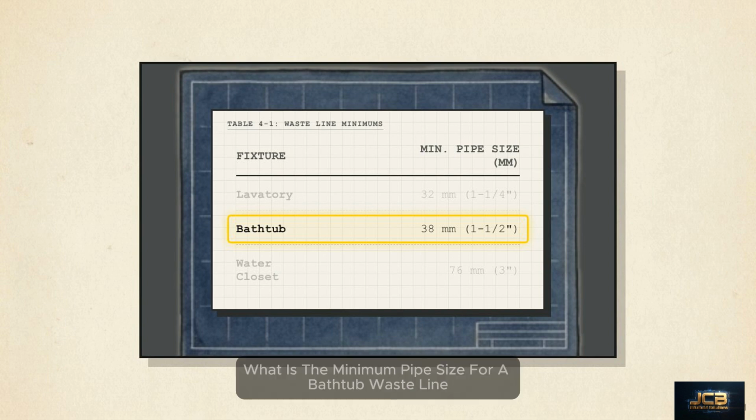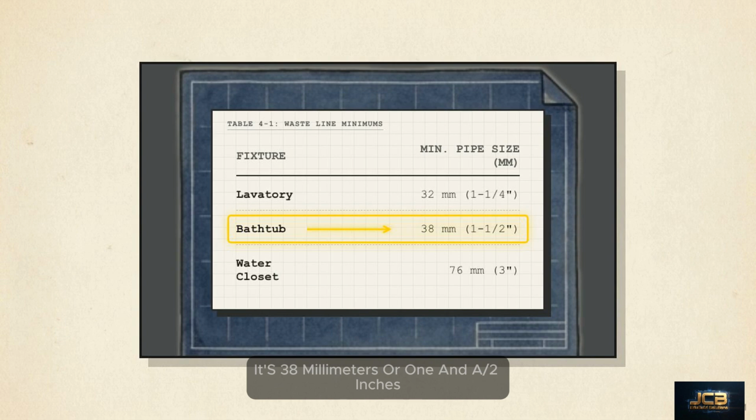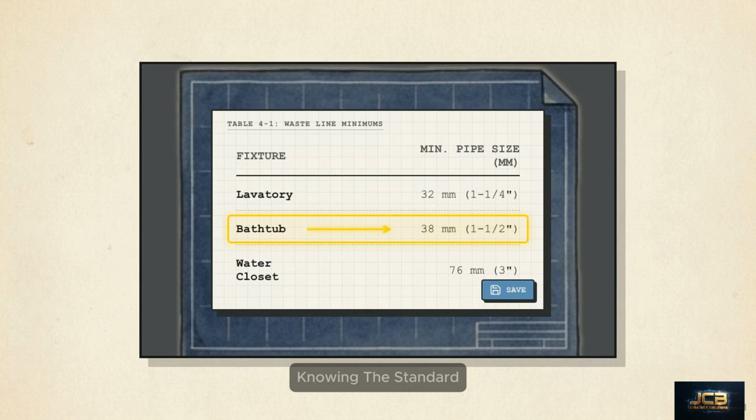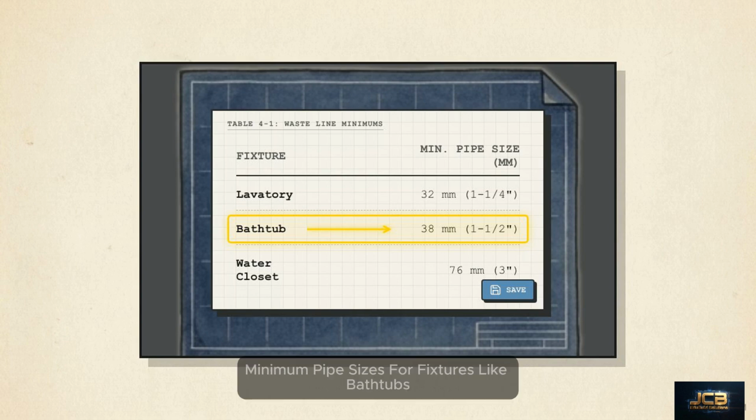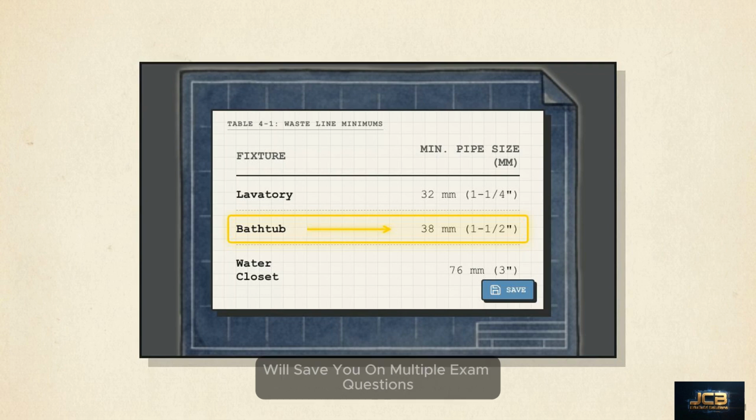Question 11. What is the minimum pipe size for a bathtub waistline? It's 38 millimeters, or 1.5 inches. Take a screenshot of this table right now. Knowing the standard minimum pipe sizes for fixtures like bathtubs, lavatories, and water closets will save you on multiple exam questions.